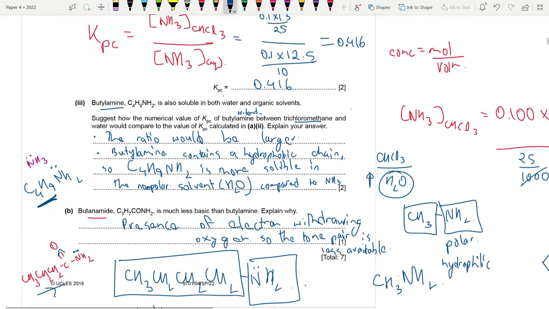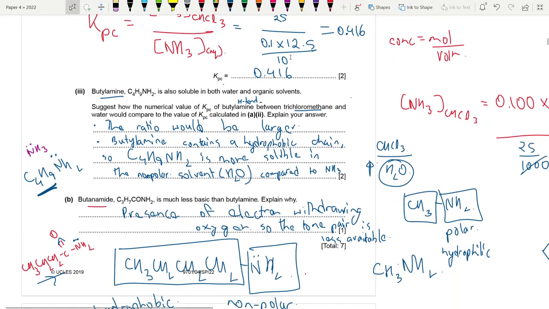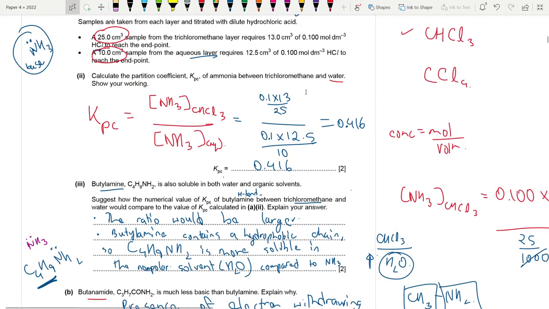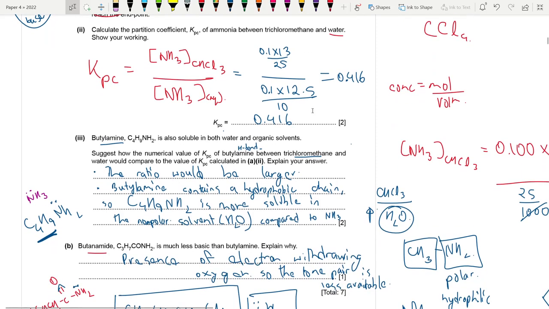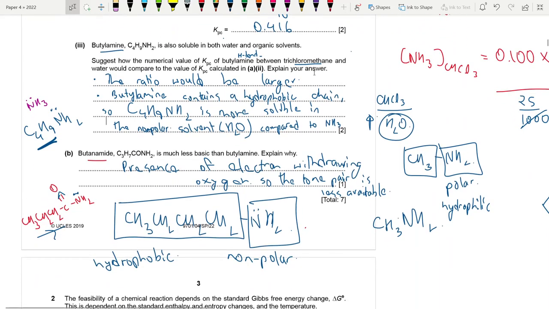Okay, so that's it. Both of them are soluble more in the polar solvent, that is water, but it's just that ammonia is more soluble there, right? As a result, this ratio increases because more butylamine actually dissolves in the trichloromethane layer compared to water if we're comparing it to ammonia. Okay, so butanamide is much less basic than butylamine. So solubility has nothing to do with basicity.